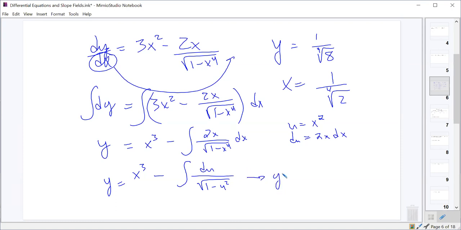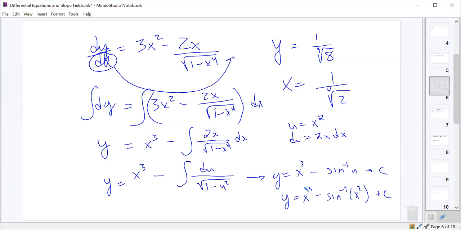Inverse sine. Mm-hmm. So we got x cubed minus inverse sine x plus c. Sorry, not inverse sine x, inverse sine u plus c. Everybody good there? And then we'll replace the u with x squared. So we got y equals x cubed minus inverse sine x squared plus c. And now we'll be ready to take that and plug in our values and evaluate.